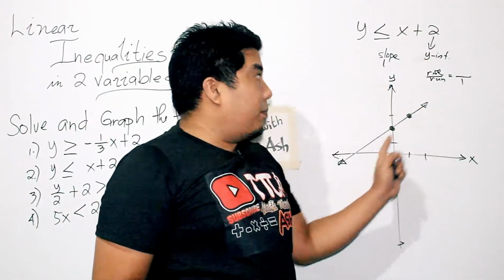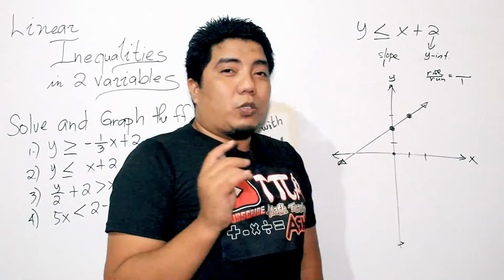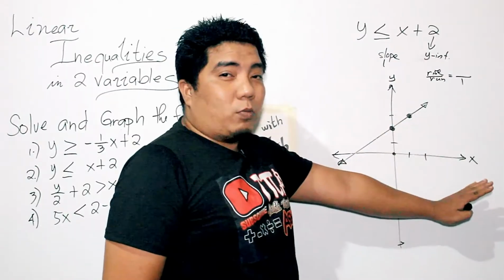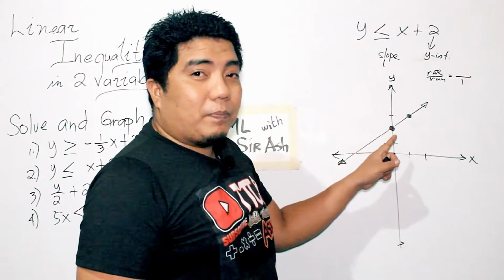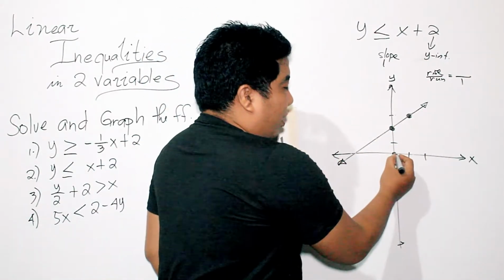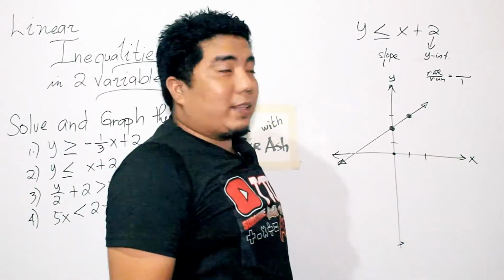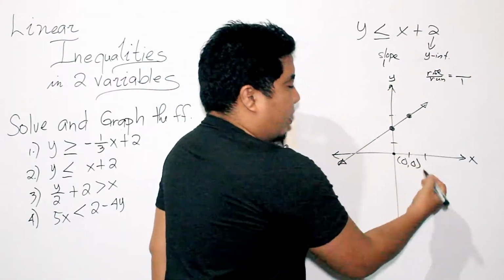Still a solid line because we are talking about less than or equal to. Okay, so the question is, what region is part of the solution? Is it the down part or the upper part? Okay, now remember, the best way or one of the easiest way is to consider your origin as part of the solution. So, I will take this linear inequality and I will test the origin.